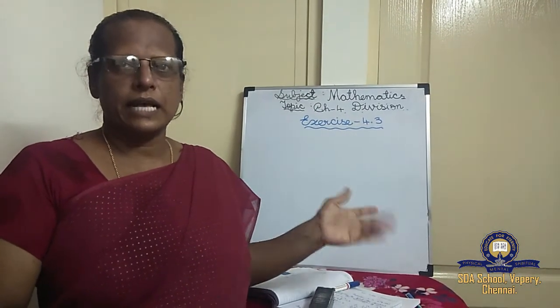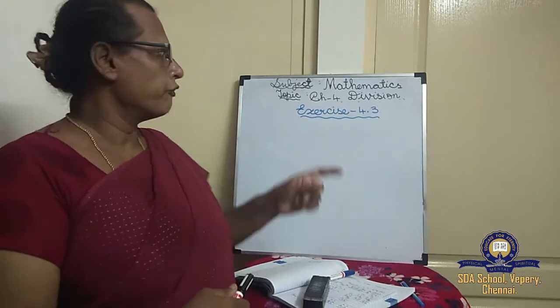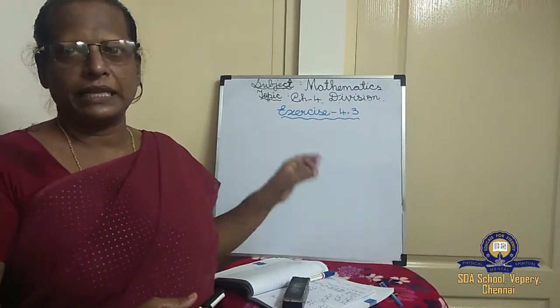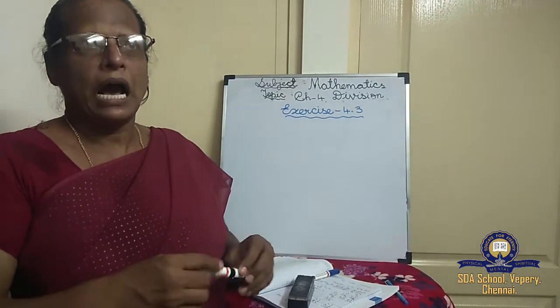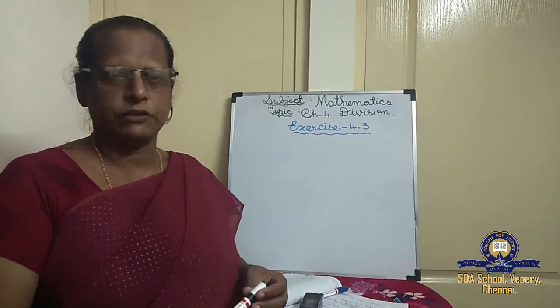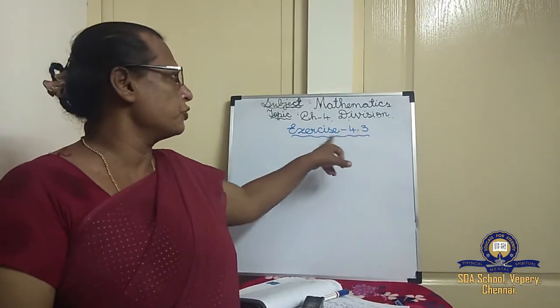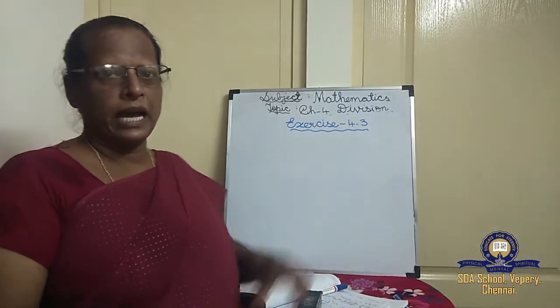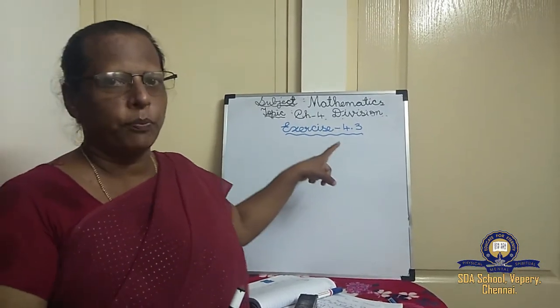Children, in the last class we learned exercise 4.1, isn't it? With a single divisor. We were dividing the sums with a single divisor, and I have omitted exercise 4.2. Later on we will see that one, and now I am going to teach you exercise 4.3. Okay children, don't get confused. After 4.1 I am teaching 4.3.